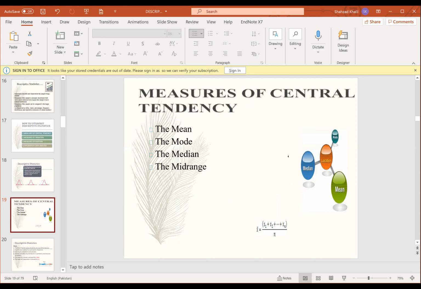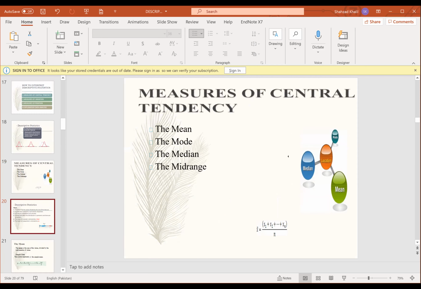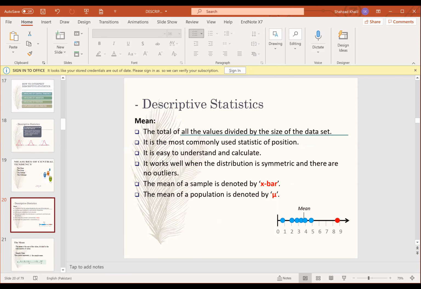First, the measures of central tendency, which include the mean, mode, median, and midrange. Mean: the total of all the values divided by the size of the data set. It is the most commonly used statistic of position. It is easy to understand and calculate. It works well when the distribution is symmetric and there are no outliers. The mean of the sample is denoted by X bar and the mean of the population is denoted by mu.